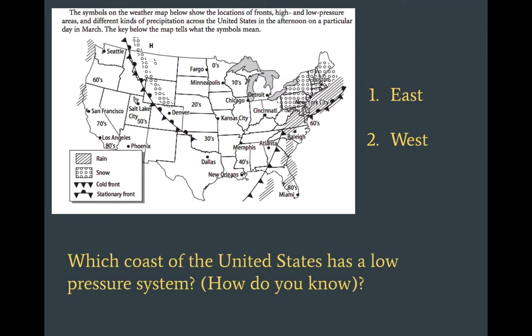Which coast of the United States has a low pressure system? And how do you know? Which coast? The East Coast over here or the West Coast over here has a low pressure system? Well, I know high pressure means nice weather, and I know low pressure means stormy weather, rainy weather. I see some rain over here, but not a lot. I see a lot of rain all the way up and down the East Coast. So I'm going to say it's East Coast because low pressure systems bring rainy, stormy weather.